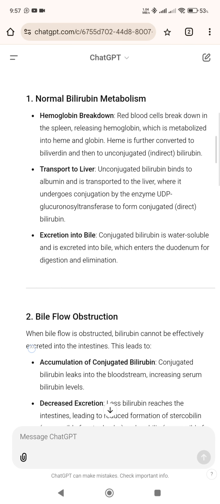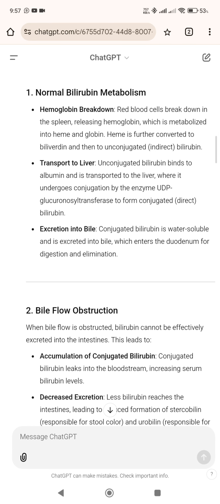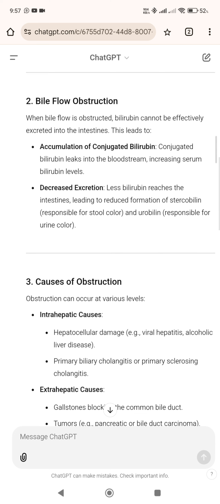1. Normal bilirubin metabolism. Hemoglobin breakdown. Red blood cells break down in the spleen, releasing hemoglobin, which is metabolized into heme and globin. Heme is further converted to biliverdin and then to unconjugated, indirect bilirubin. Transport to liver. Unconjugated bilirubin binds to albumin and is transported to the liver, where it undergoes conjugation by the enzyme UDP glucuronyl transferase to form conjugated, direct bilirubin. Excretion into bile. Conjugated bilirubin is water-soluble and is excreted into bile, which enters the duodenum for digestion and elimination.